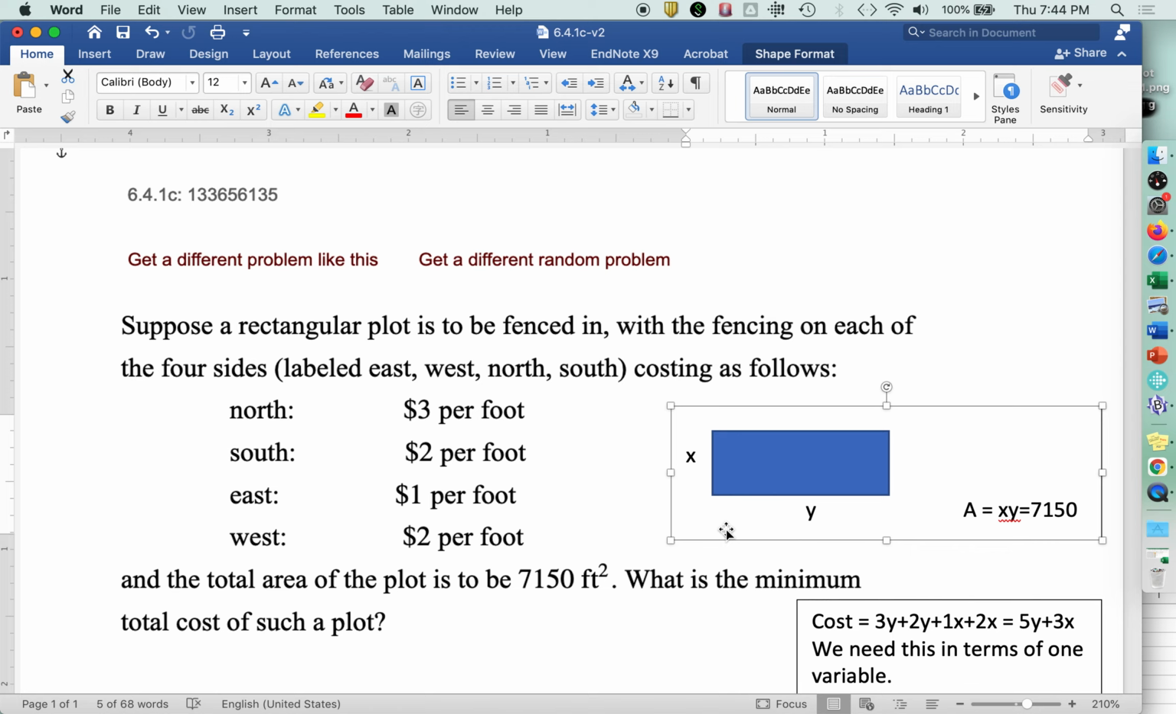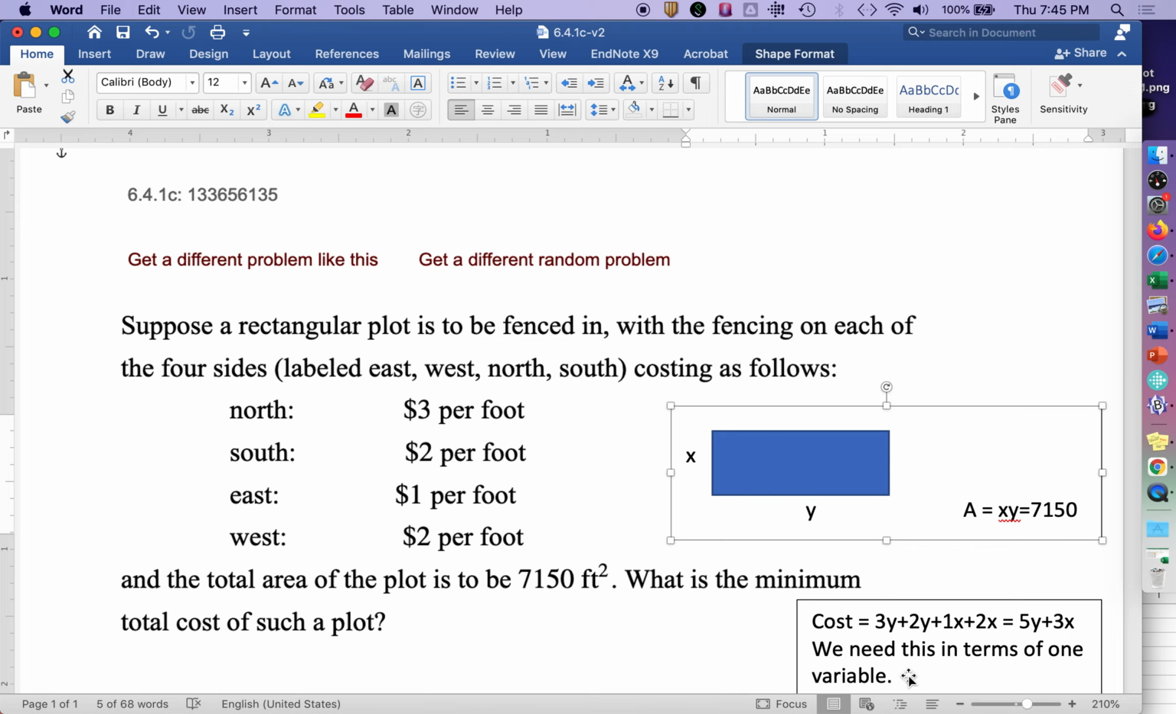Then I add to the counter my southern section of fencing, which is $2 per foot. So the cost of that section is 2Y. Then I add in the eastern section at $1 per X, and the western section, which is $2 per X. So all of these things are being added together. And you can add your like terms and get 5Y plus 3X.